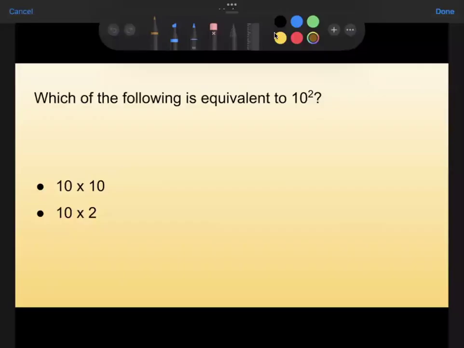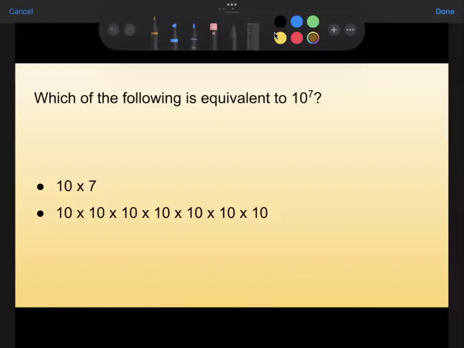Okay, here's our next one. Which of the following is equivalent to 10 to the second power? Okay, so 10 is the base, which means that's the number we're multiplying, and 2 is the exponential number, which means that's how many times we're multiplying it. So since that smaller number is a 2, I'm multiplying the same number 2 times, and that number is the base, which is 10. So 10 to the second power is the same as 10 times 10. And that is represented by this choice on the left right here. So this is the expression that would be equivalent to 10 to the second power.